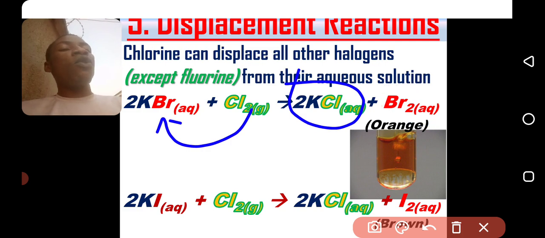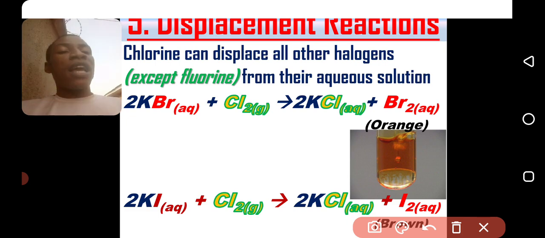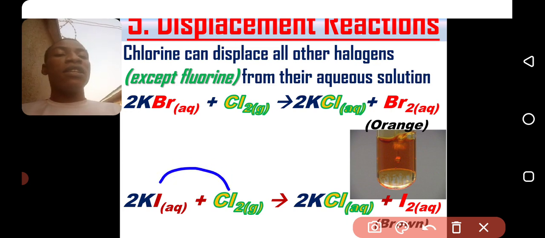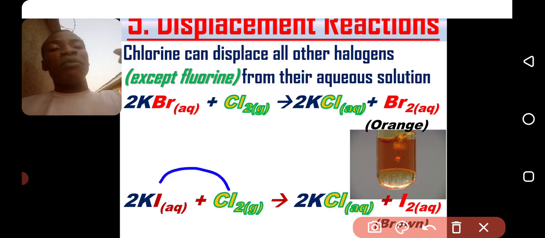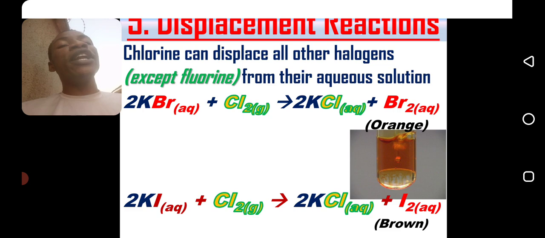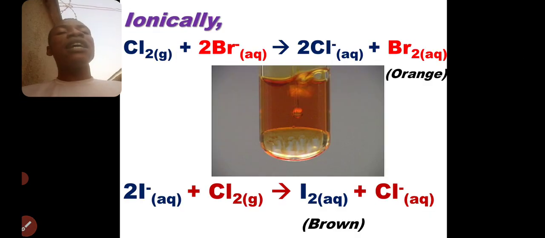So the color of the solution will now turn orange from colorless. However, if you do a similar thing for potassium iodide, chlorine will displace iodine, and iodine will be displaced inside the water with brown coloration. So all these are showing you that chlorine is more reactive than bromine and iodine.